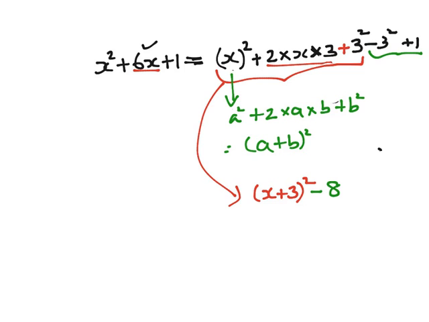Now it may actually look very complicated to complete the square, but let me give you a simpler method. I'm using the same concept, but the process is very simple. So let me explain it to you. I'll use the same quadratic expression to explain that to you. So let me erase this. So x squared plus 6x plus 1.